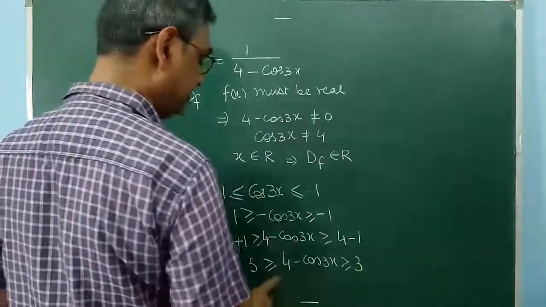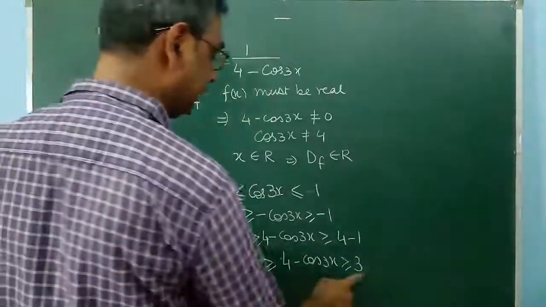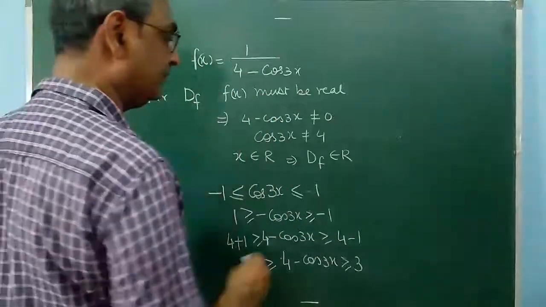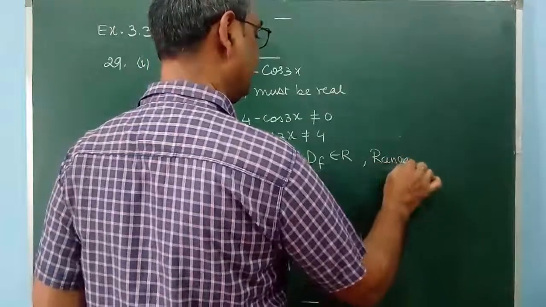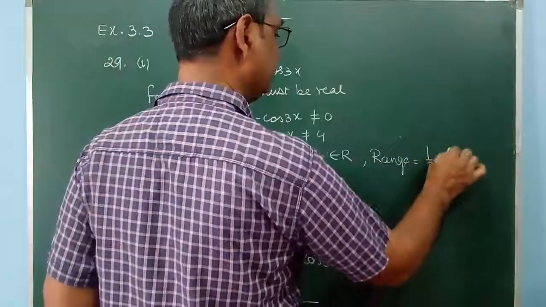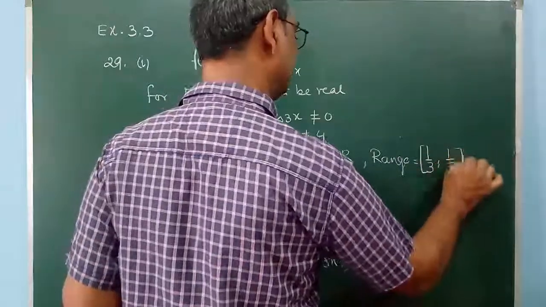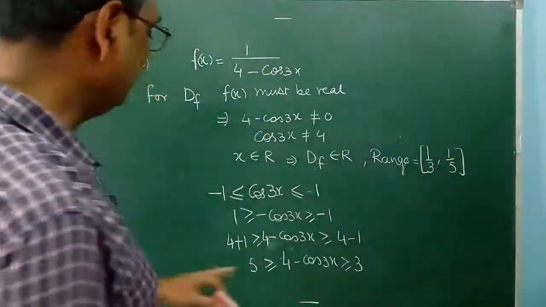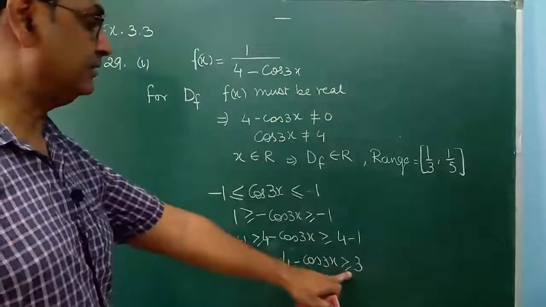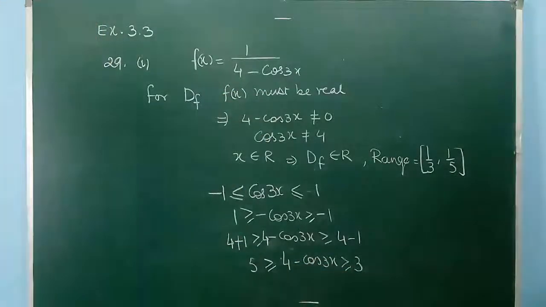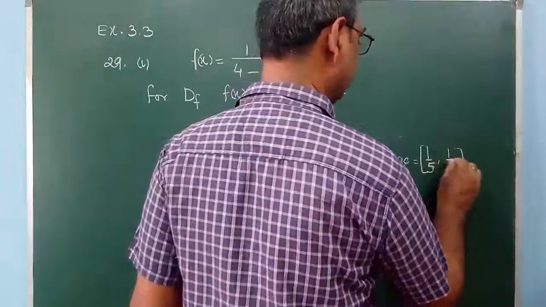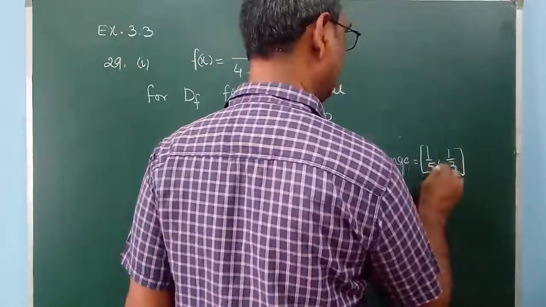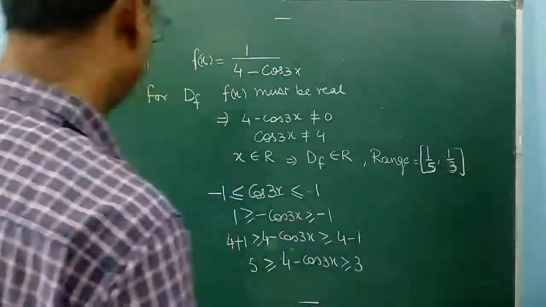This one we have got, means the maximum value of this is 5 and this is 3, but this is in the reciprocal form. So therefore the range equals 1 by 3 to 1 upon 5. Why? Because this is in the reciprocal form. So this will become 1 by 3 and this will become 1 upon 5. Or you can write it in the reverse order, in the increasing order, like this: 1 by 5 to 1 by 3.